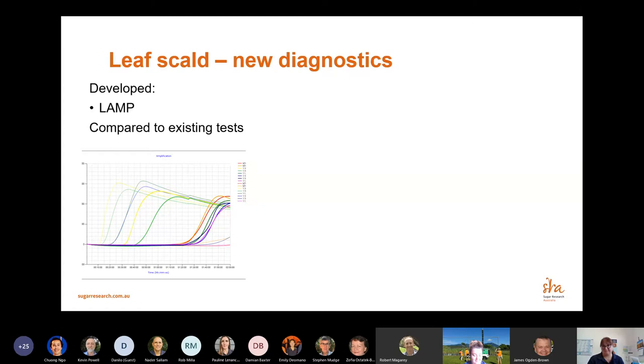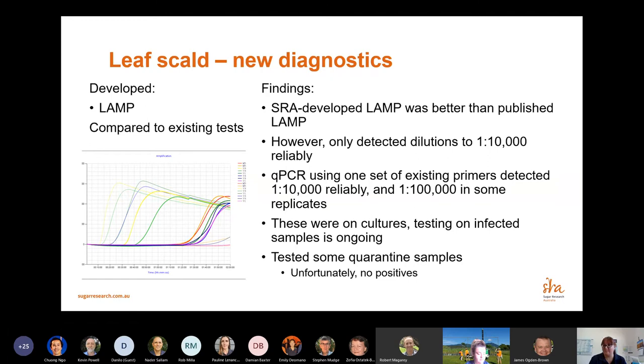What did we find? Firstly, the SRA developed LAMP was better than the published LAMP, which was really good. However, it wasn't super sensitive. It only really went down to dilutions of 1 in 10,000. qPCR, using one set of existing primers, went to 1 in 10,000 and sometimes down to 1 in 100,000. The one drawback of this is that this is tested on a culture. So we do have some growing plants now, which we're going to be testing as well, because there'll be a difference between a culture and a real specimen out of the field. We are just going to be doing that in the background as our project progresses.